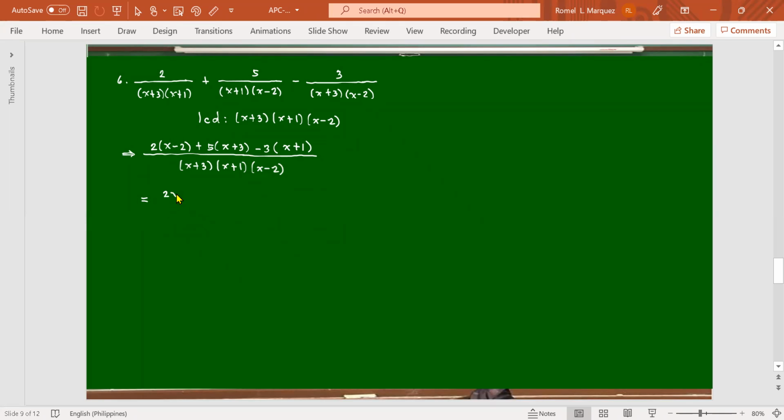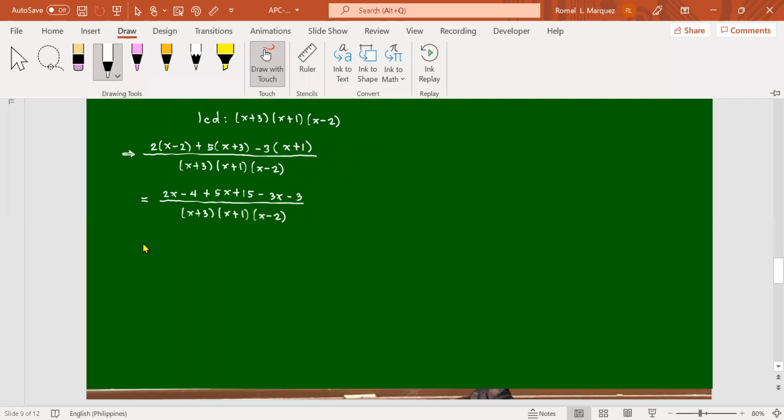Multiply 2x minus 4 plus 5x plus 15 minus 3x minus 3, no? Minus 3. Okay? All over, the fraction is very long. I mean the fractional bar. Or same LCD, same denominator, I mean. Combine.